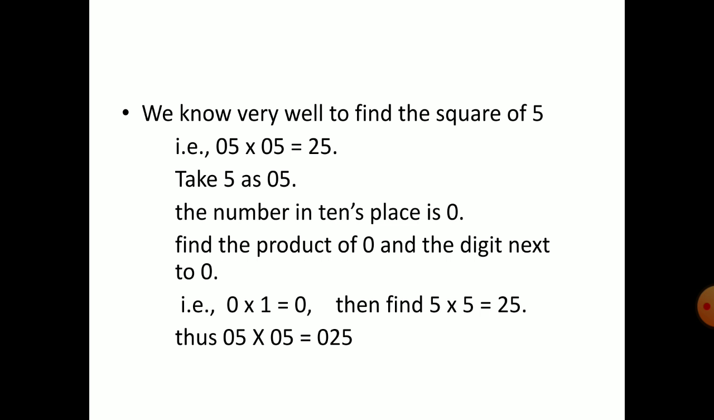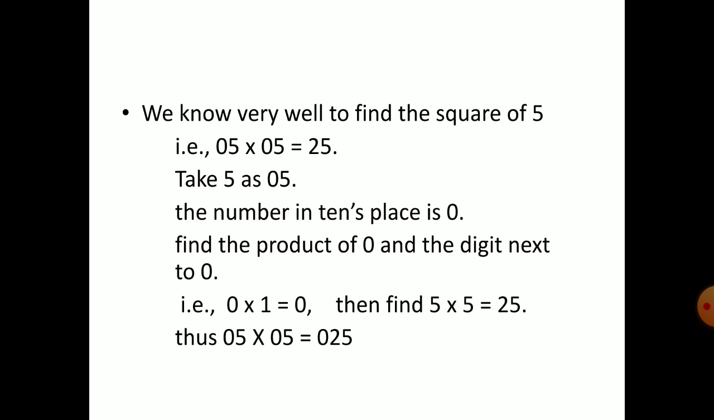So to find the square of the number 5, we take 5 as 05. So 5 square is written as 05 into 05. The number in the tens place is 0. So find the product of 0 and the digit next to 0, that is, the digit next to 0 is 1. So 0 ones are 0. And find the product of 5 and 5, which is equal to 25. Together we can write 0 and 25 as 025. So 5 5s are 25.